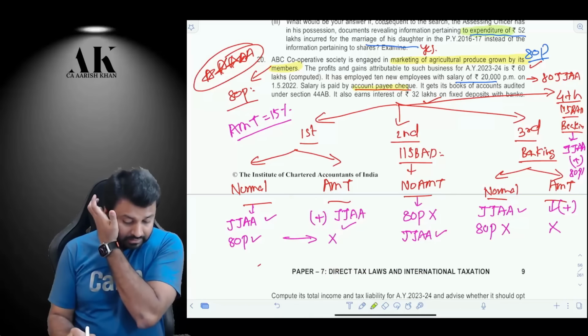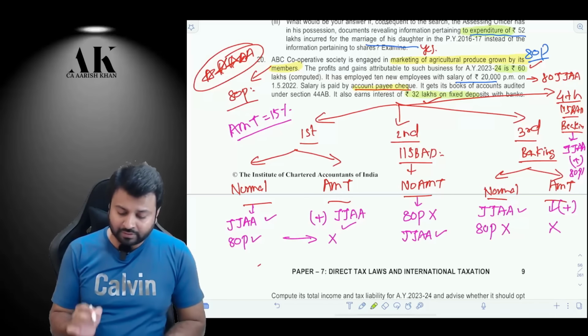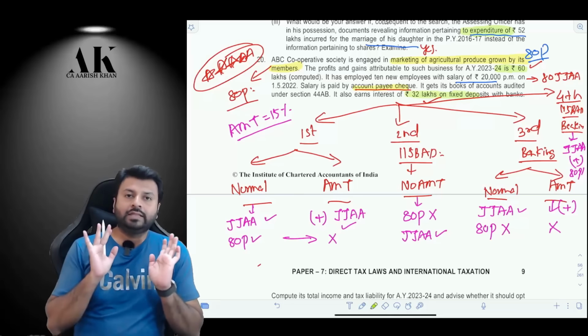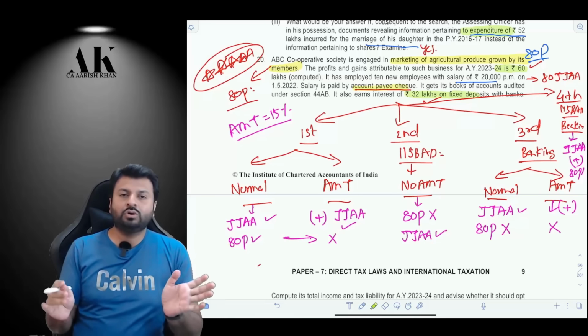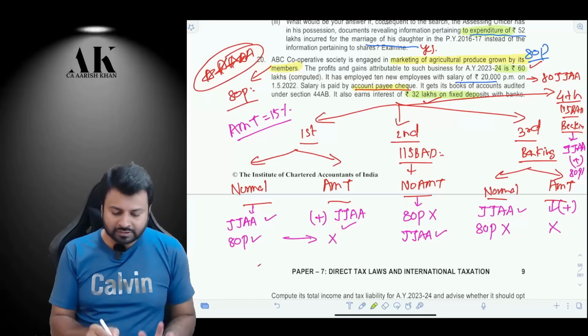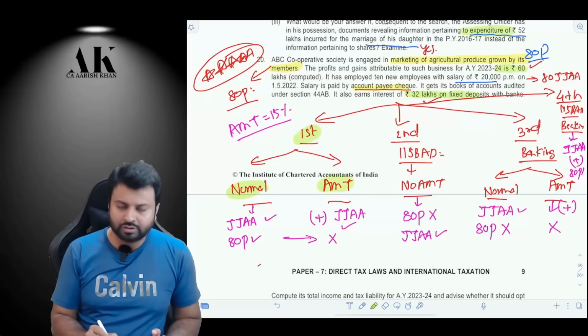Apart from that, the profit from agricultural income is 60 lakhs and the interest on fixed deposit is 32 lakhs. Now be very careful. They have asked us to compute tax as per the normal provision, as per 115BAD also. They have told us to do everything. So the first possibility is to compute tax as per normal provision, and if you are computing tax as per normal provision, you also have to compute AMT.